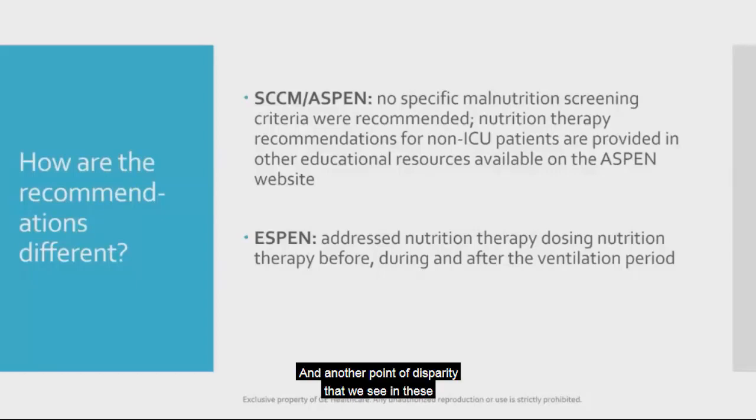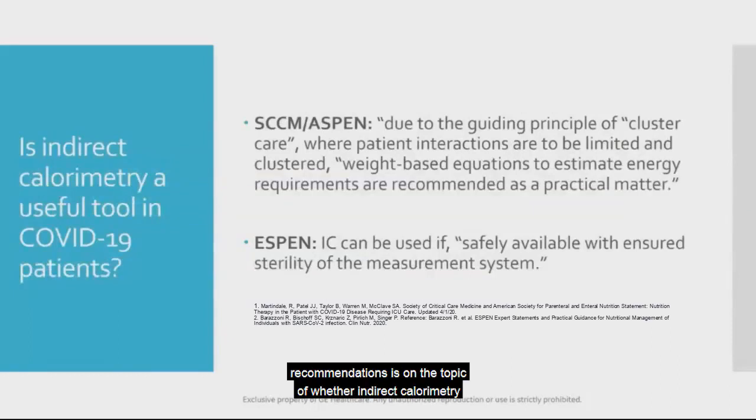And another point of disparity that we see in these recommendations is on the topic of whether indirect calorimetry is useful in COVID-19 patients. The Society of Critical Care Medicine and ASPEN stated that due to the guiding principle of clustered care, where patient interactions are limited and bundled together, weight-based equations to estimate energy requirements are recommended as a practical matter, whereas ESPEN stated that IC can be used if safely available with ensured sterility of the measurement system.